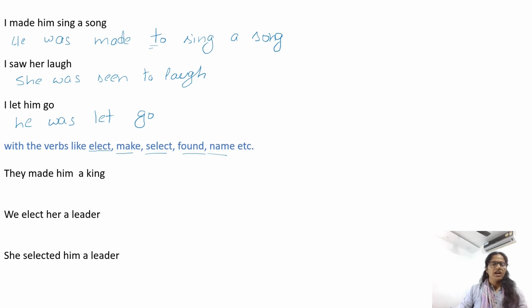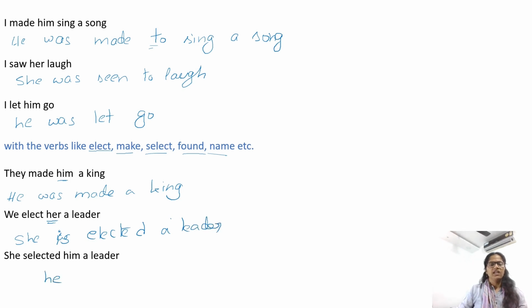They made him a king. Him is our object. He was made a king. Simple. We elect her a leader. She is elected a leader. She selected him a leader. He was selected a leader. Now in these cases, you can use or avoid by preposition. He was made a king. By them, you can use it or you can avoid it.